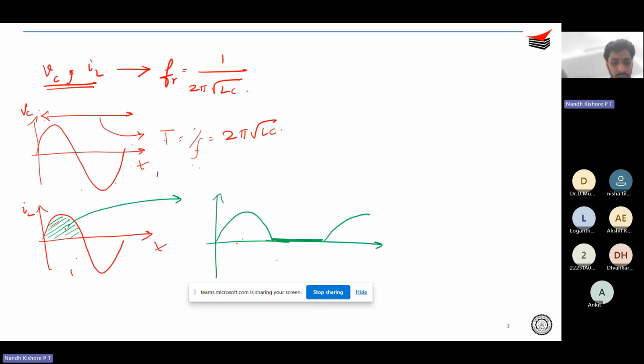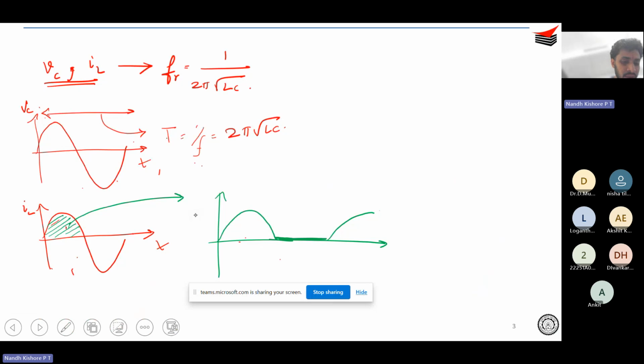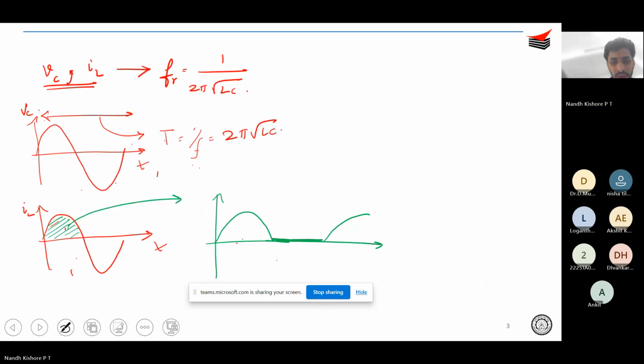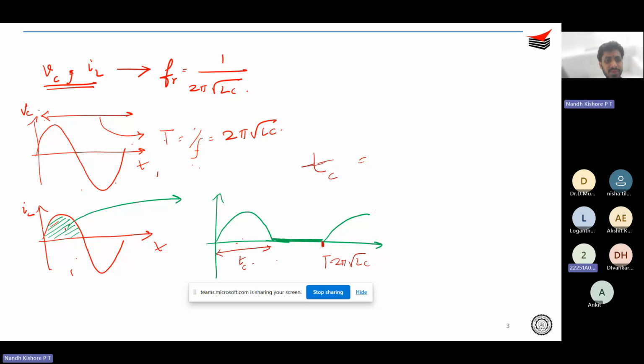Got it? So now you tell me, what is the conduction time of the diode? Anyone? What is this period? This is the conduction time of the diode, right? This is T is equal to 2 pi root LC. So what is this period? Conduction time TC. Anyone? Pi root LC. Right.